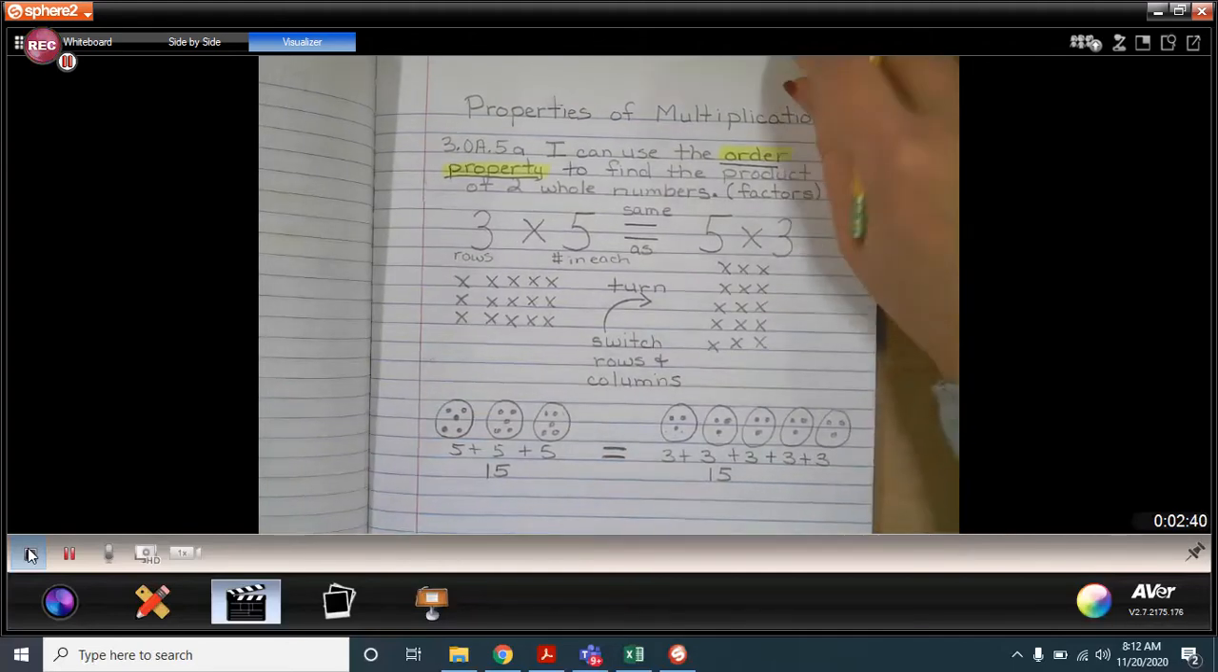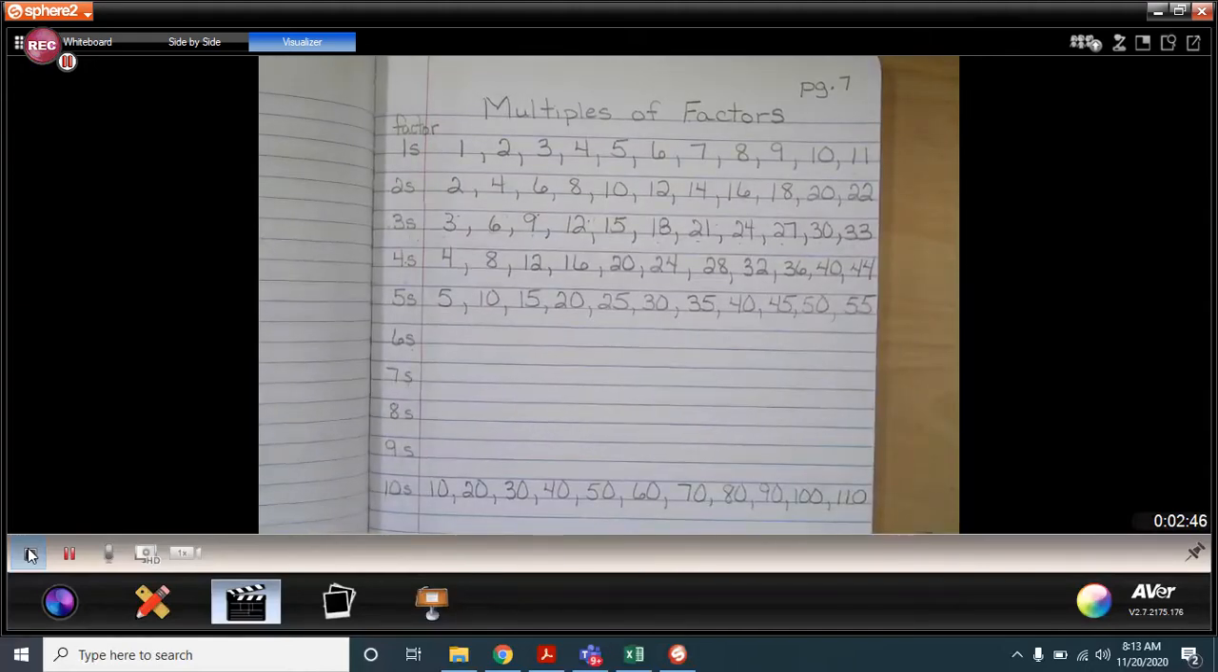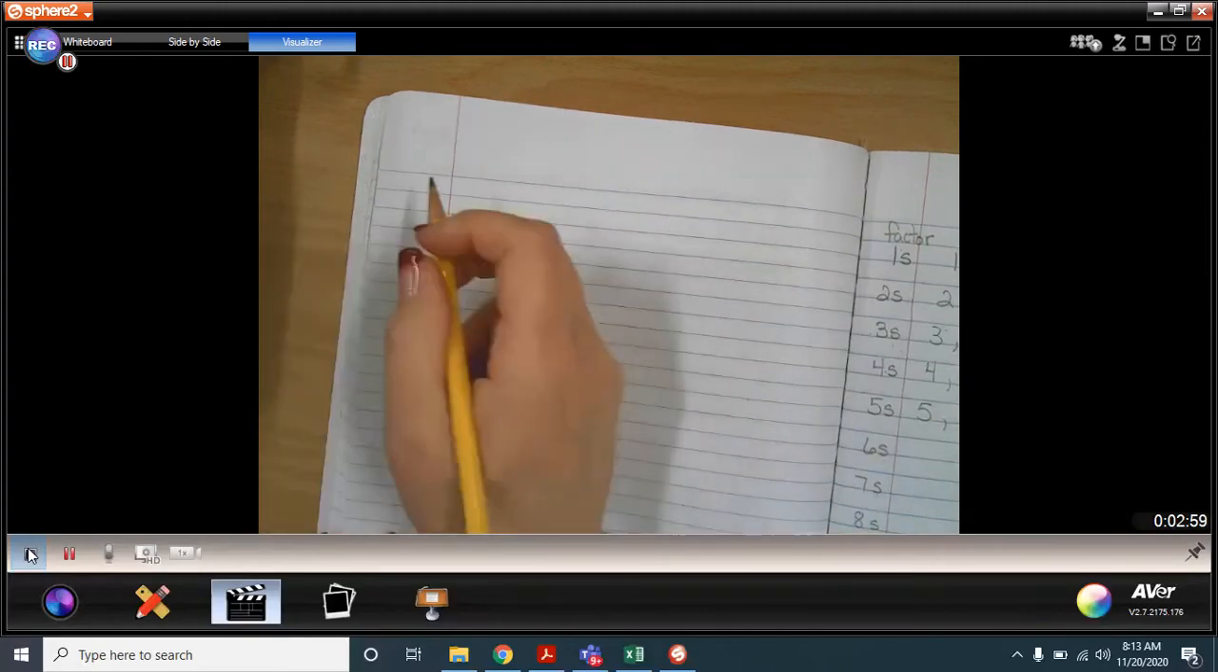Now, the next property, and we're going to go to the back of this page. Make sure you are careful. Page 7 is your multiples of factors. We're going to do that at a later time with 6s and 7s, probably after break. So we're going to talk about the break apart strategy.